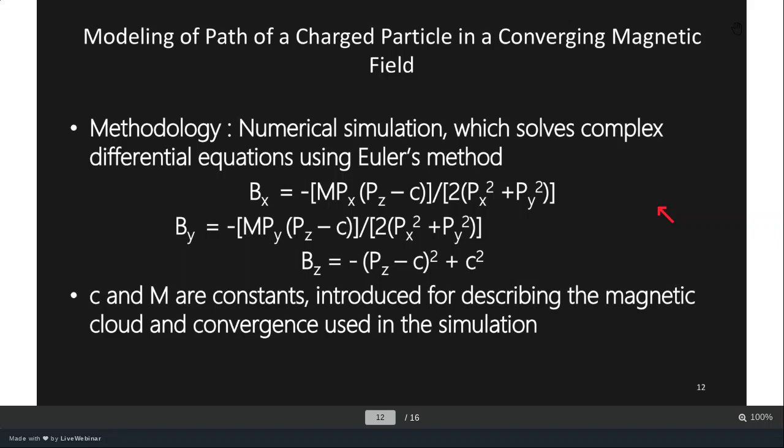These are the equations of the magnetic field present in the simulation along x, y. Here, m is a constant which decides how much this convergence affects the motion of the particle. Also, C is introduced for describing the magnetic cloud size in the simulation. The simulation was run with varying values of C at a definite step size until the reflection is obtained.